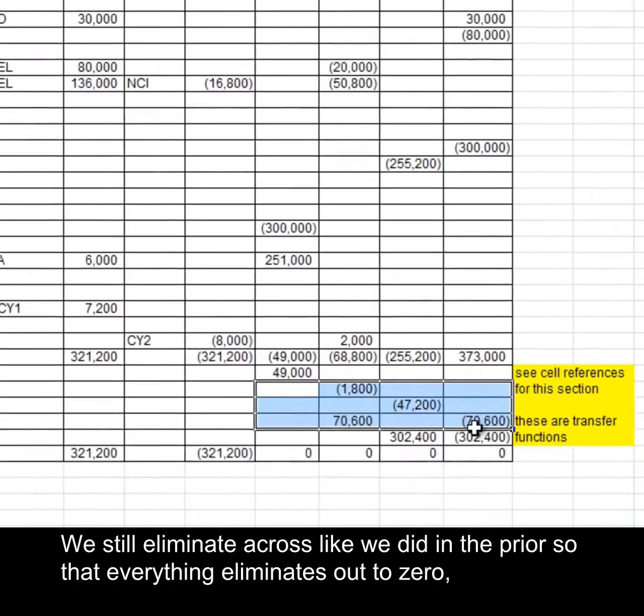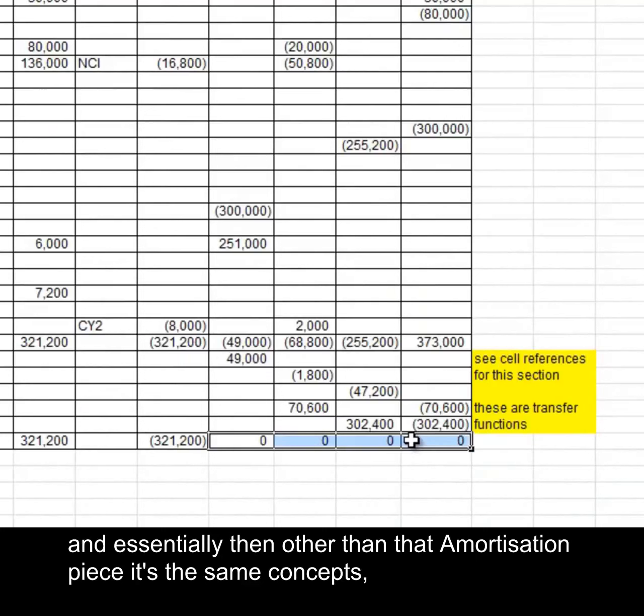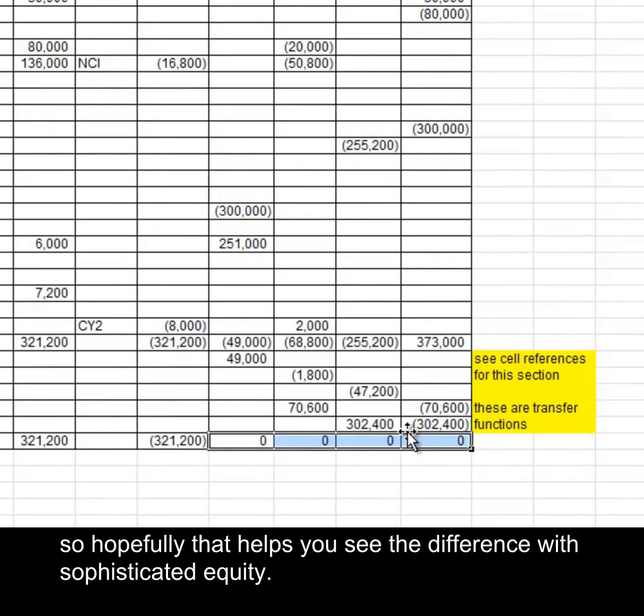Notice that we still do the IDS, like I said up here, the income distribution schedule. We still eliminate across like we did in the prior so that everything eliminates out to 0. And essentially then, other than that amortization piece, it's the same concepts. So hopefully that helps you see the difference with sophisticated equity.